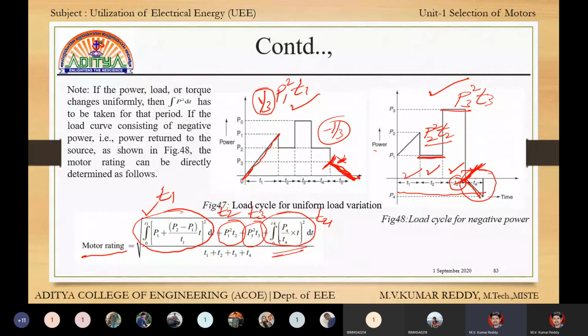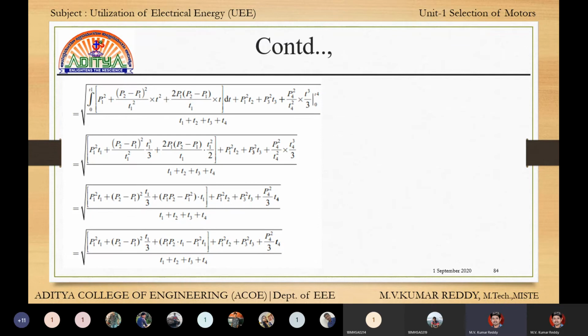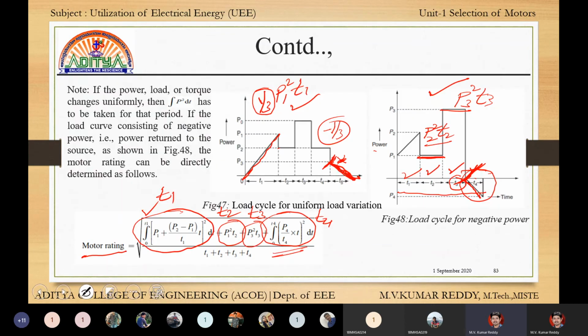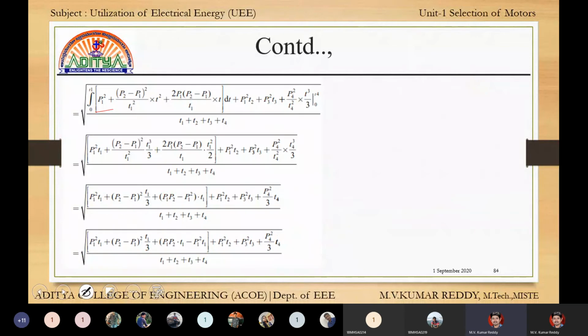The formula is the integral of (P4 by T4 into T) whole square. Next, simplifying this formula: (P2 minus P1) whole square into T square. That means we are expanding this formula as (a plus b) whole square, which is equal to a square plus b square plus 2ab.